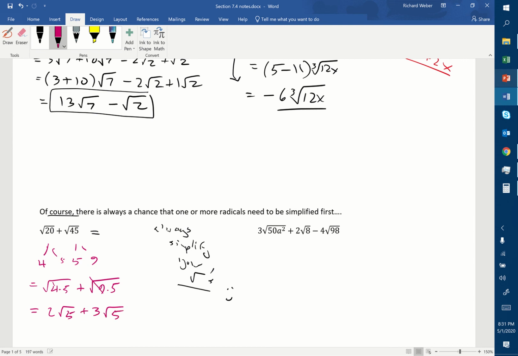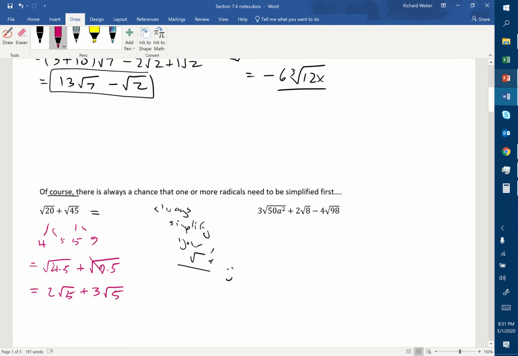And the problem that said, add the square root of 20 to the square root of 45 can be rewritten as add 2 square roots of 5s to 3 square roots of 5. What do you get? Well, I get 5 square roots of 5. That's what I get, and that's the answer. So you've got to simplify first.